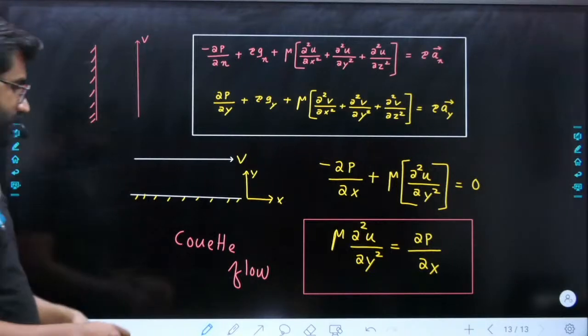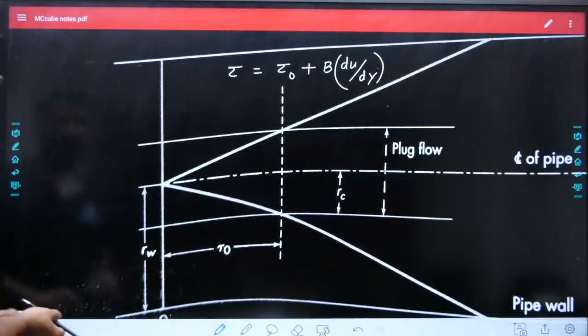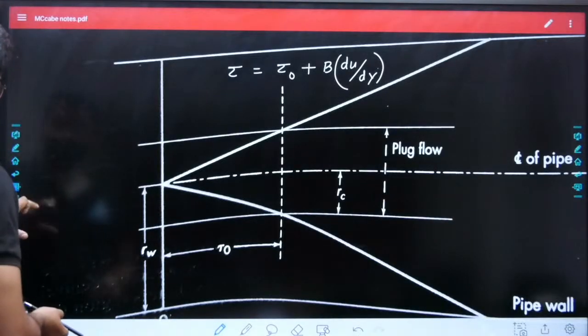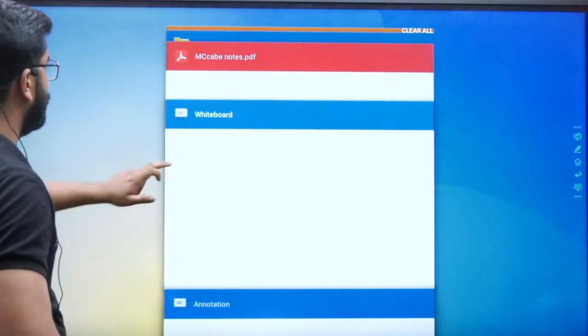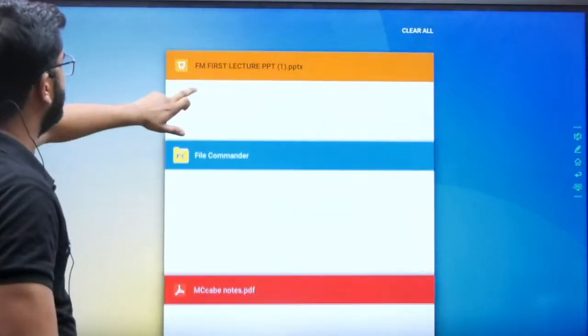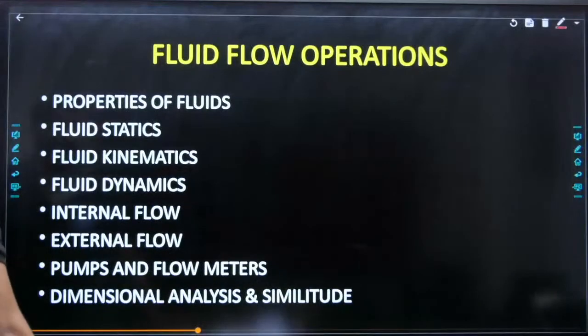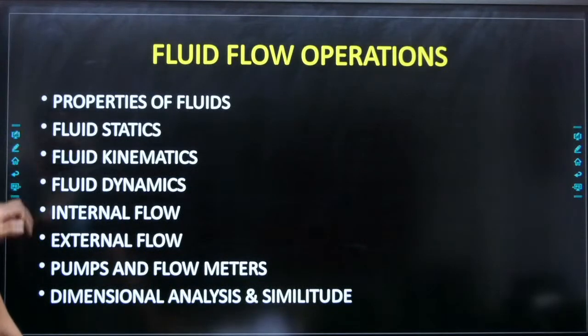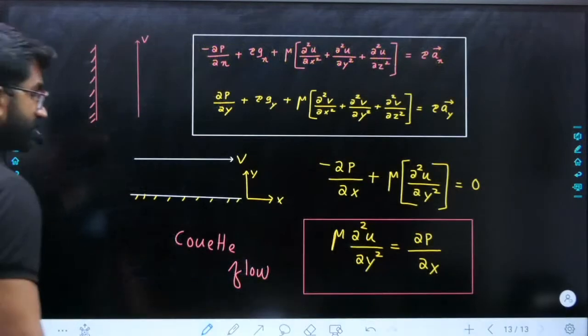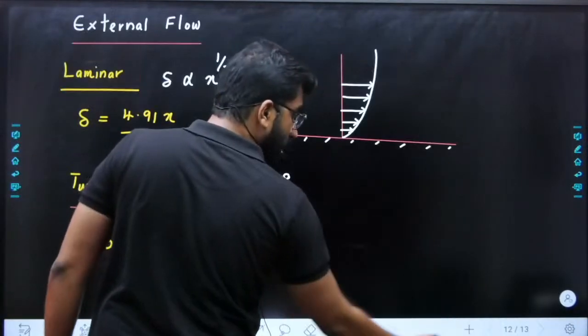Now, this is our external flow. So what are the things left in your syllabus? Let us check. The topics left: external flow is done. Now we have pumps and flow meters, basic equations in pumps and flow meters.